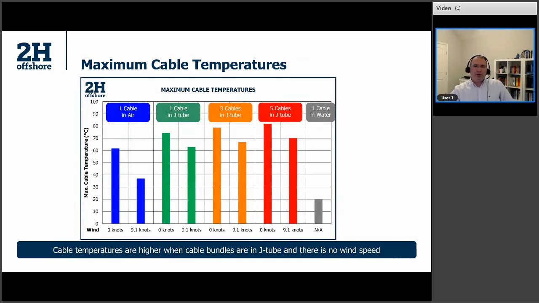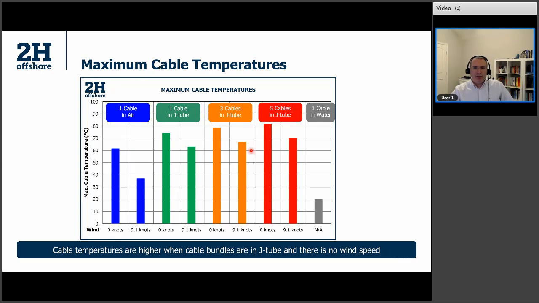So this figure shows how the maximum cable temperature changes depending on the number of cables inside the J-tube and environmental conditions, such as in air, in seawater conditions, and with and without wind. The maximum cable temperature occurs for the configuration with 5 cables in the J-tube, the red bars here, with and without wind effects outside. It's around, like I showed in the previous slide, 81 degrees Celsius.